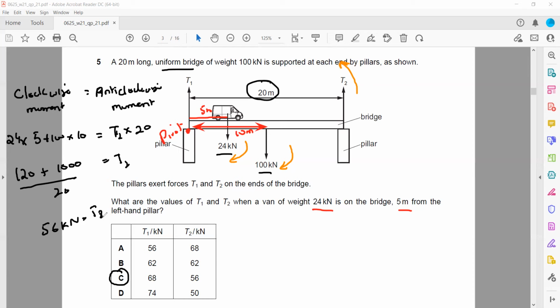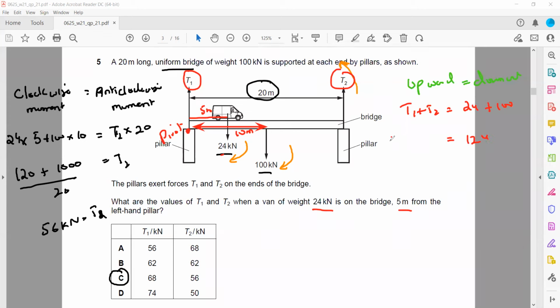So how can I get the value for T1? We'll use the first condition for an object to be in equilibrium. If an object is in equilibrium, the total upward forces must be equal to the total downward force. So the upward forces are T1 and T2, so I can say T1 plus T2. And the downward force is how much? 24 kilonewton, or 24 and 100. So the downward force is 124.